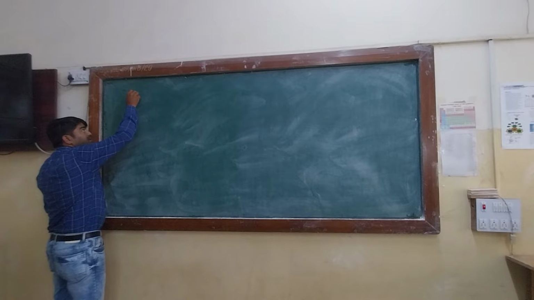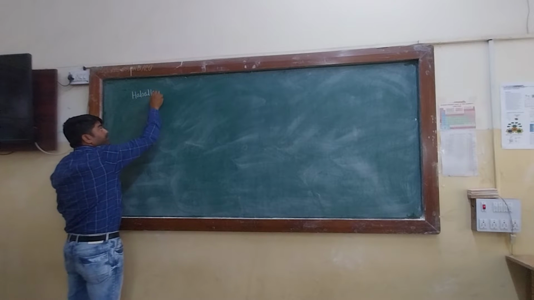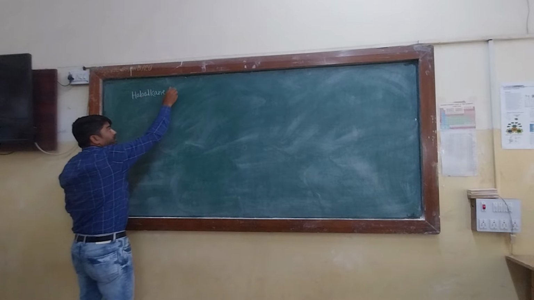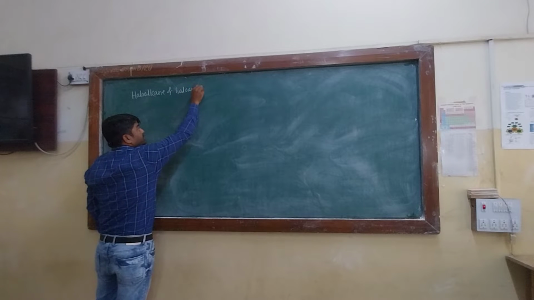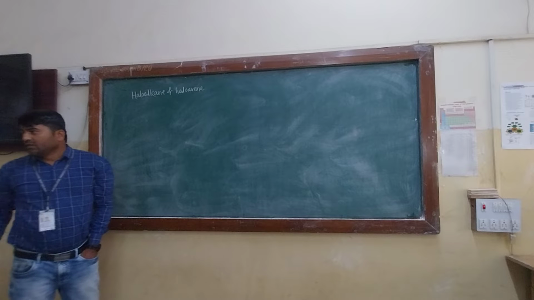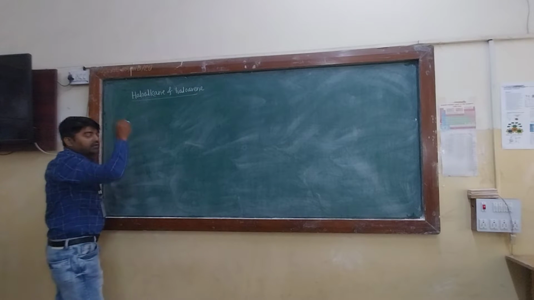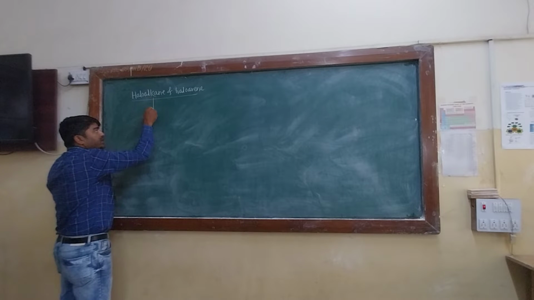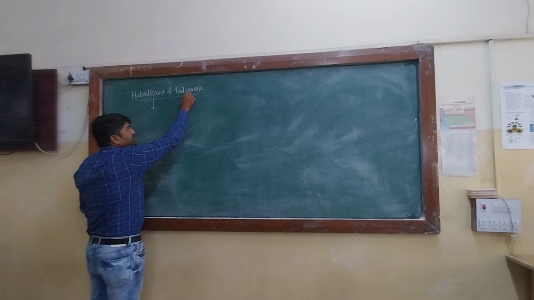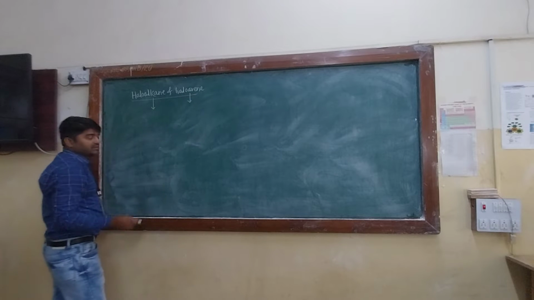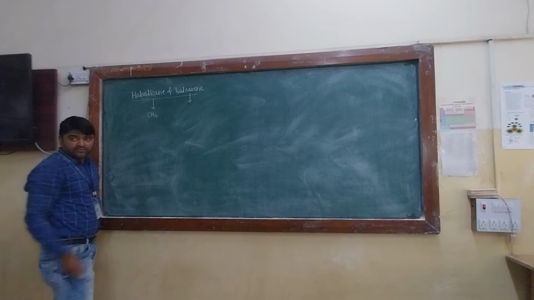So our today's topic is haloalkane and haloarene. This chapter is divided into two parts. The first one is the haloalkane, or the halogen derivative of the alkane, and the second one is the haloarene. Let us have a basic hydrocarbon, that is CH4.